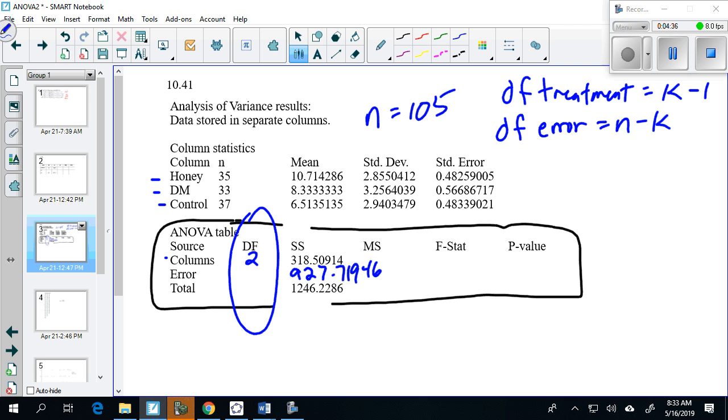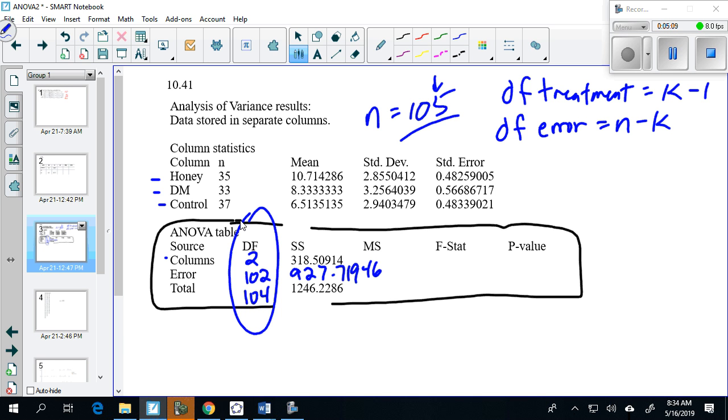Degrees of freedom for treatment is K minus 1, the number of treatment groups minus 1. And degrees of freedom for error is N minus K. So we had 105 kids in this study, and we got 3 treatment groups. So 105 minus 3 is 102. And the total should be 104, which is one less than the sample size, one less than 105.